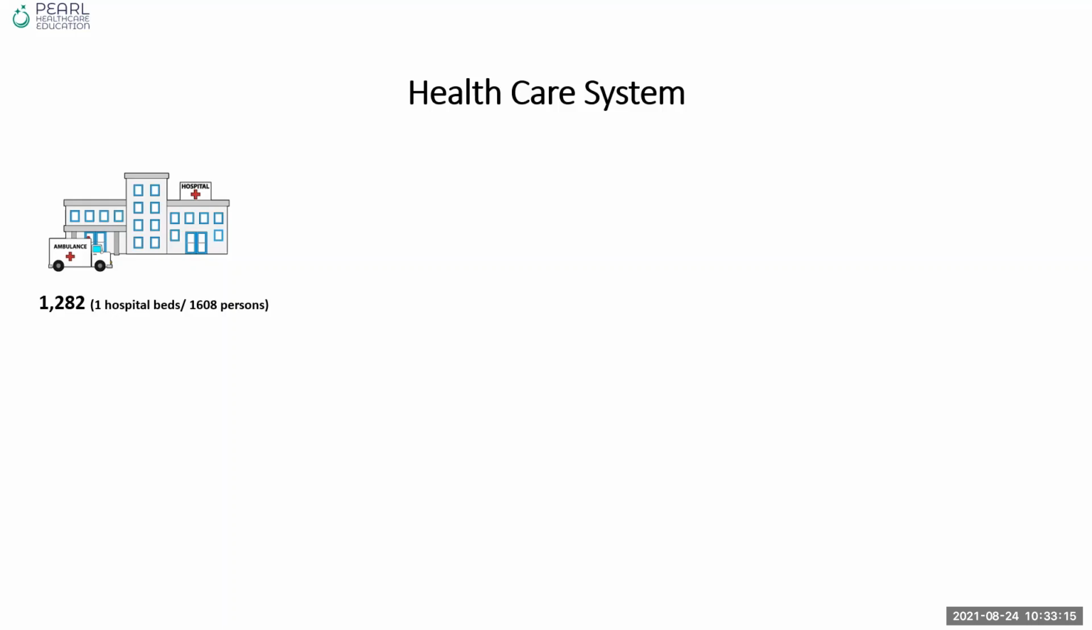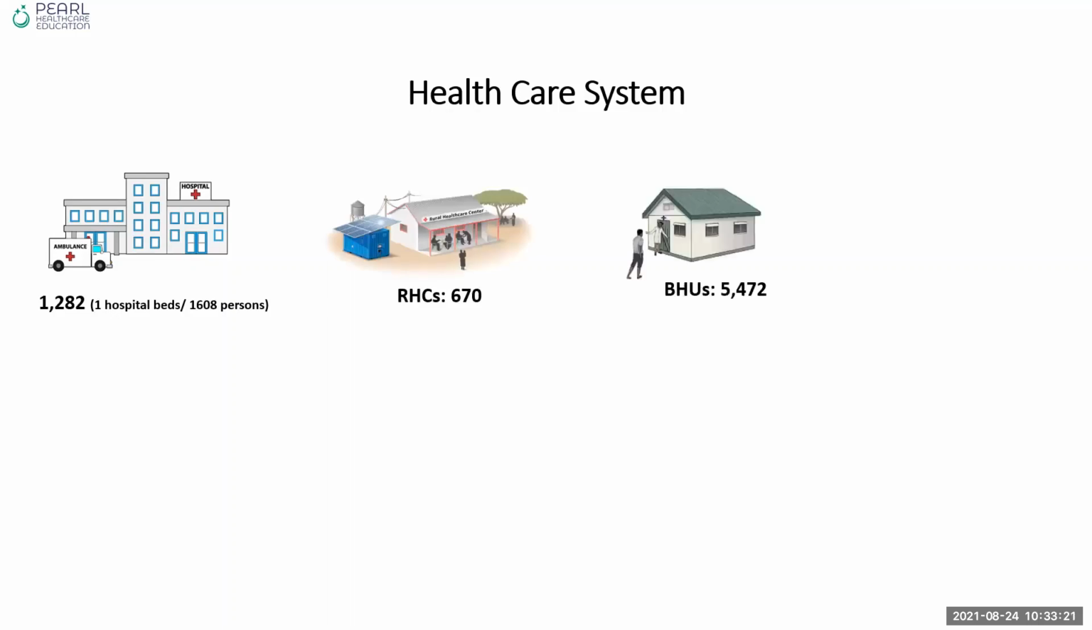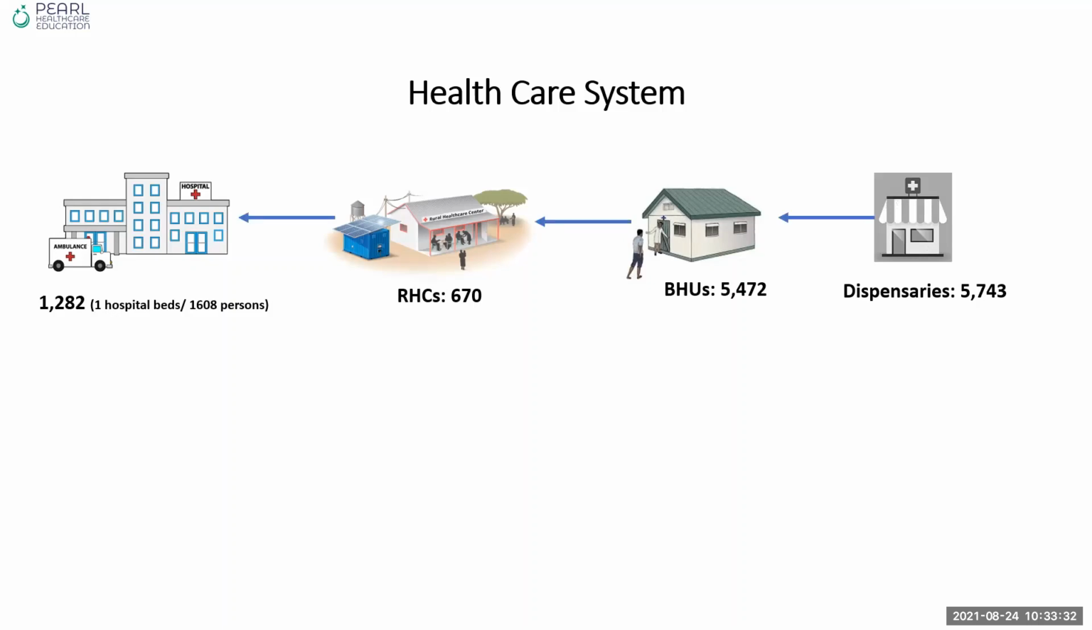We have about 1,282 hospitals throughout the country, 670 rural health centers, 5,472 basic health units, and 5,743 government dispensaries. All of these organizations are linked with each other. For example, someone seen in a dispensary may be referred to the basic health unit, and if not managed there, to the rural health center, then taluka hospitals, and then bigger hospitals in the province.